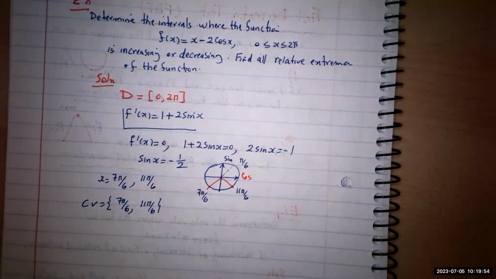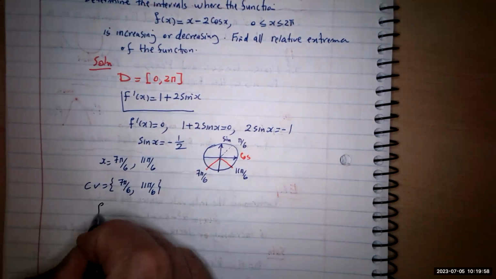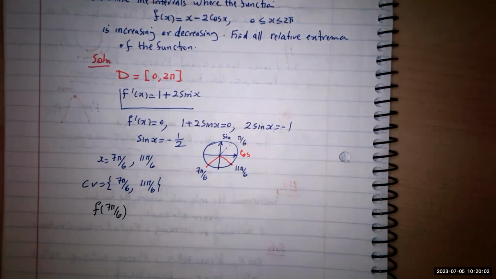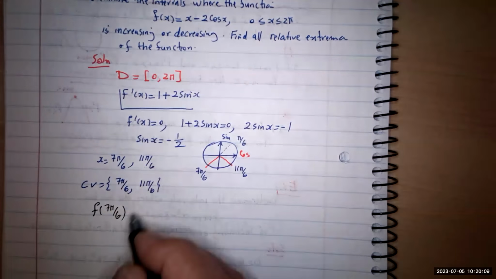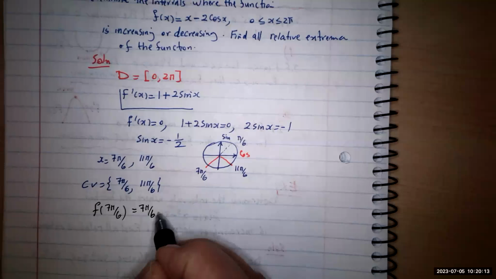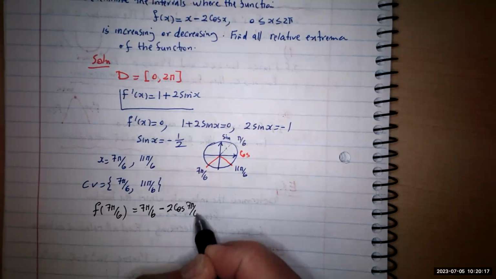Next, you have to drop them back into the function to find the candidates. Okay, there you are. Carefully drop it into the function. Some people miss this part. Remember, it's a maximum value and a minimum value. So you have to find the values. You go to the function and substitute, that gives us 7 pi over 6 minus 2 cosine of 7 pi over 6.